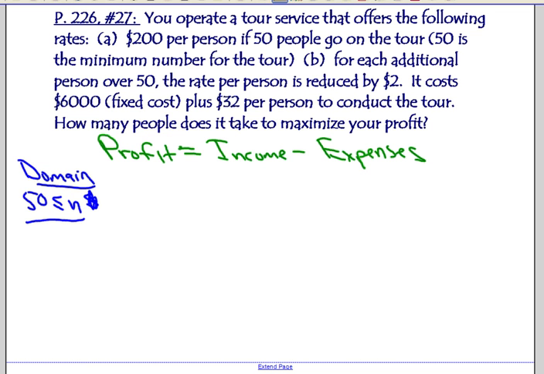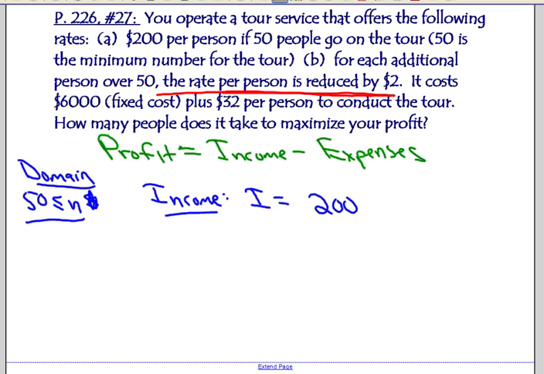All right, so let's start with our income. How much do we bring in? So our income, let's call it I. Well, it's $200 per person, but not really. It's $200 because look at this. We get a discount of $2 per person for every person over 50. So let's think about that. It's 200 minus $2 per person for the people over 50.